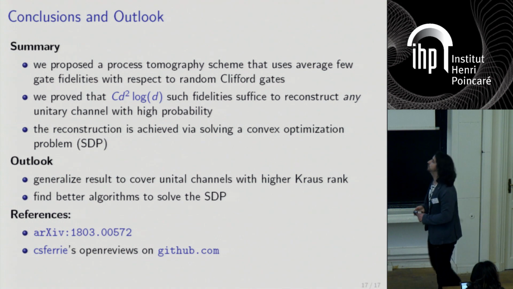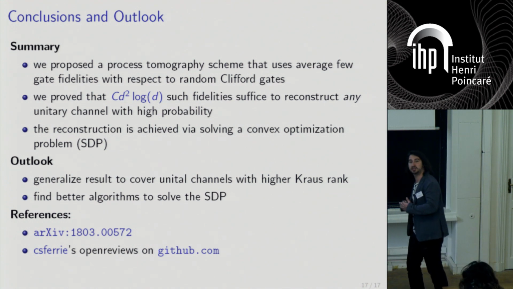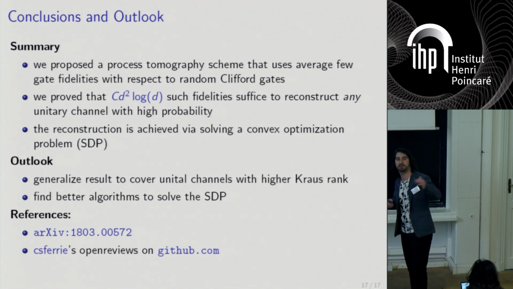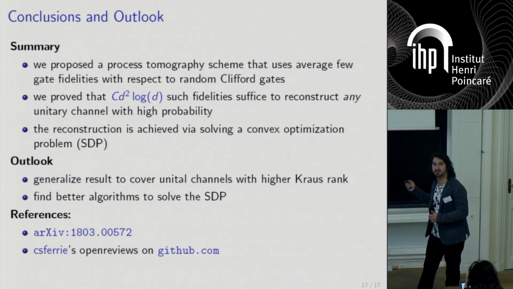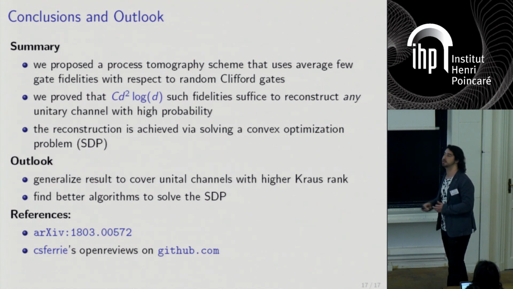There are obvious questions for future work. One of them is, of course, to generalize this result to cover channels that have higher Kraus rank, let's say 2, 5, or a constant Kraus rank. I think this is doable. And to find better algorithms to solve the convex reconstruction problem.